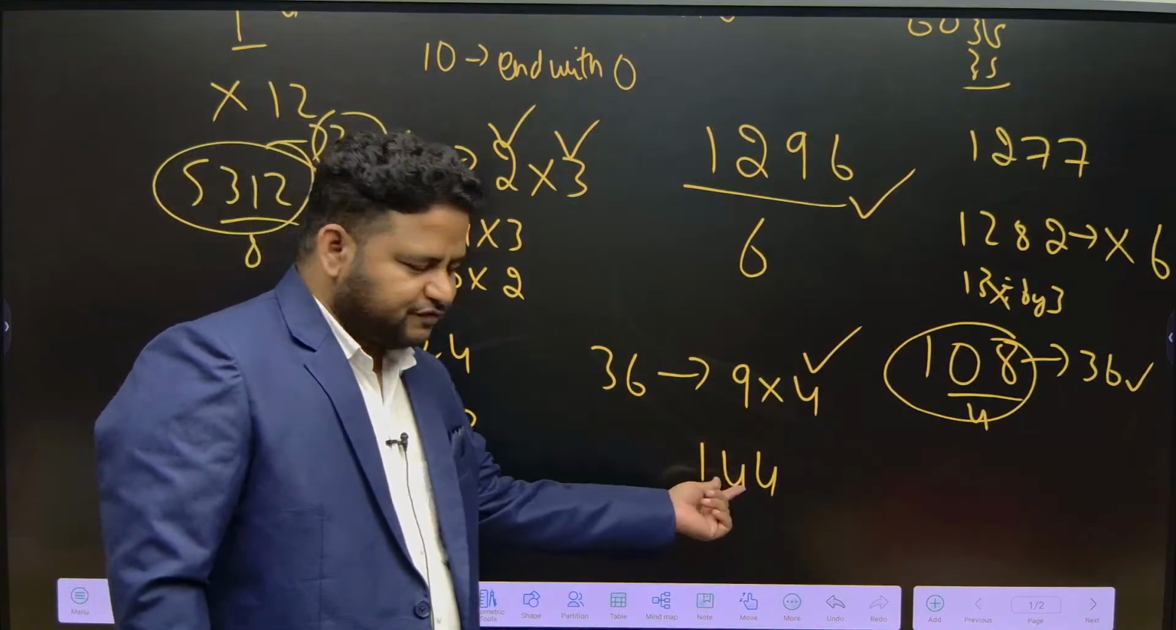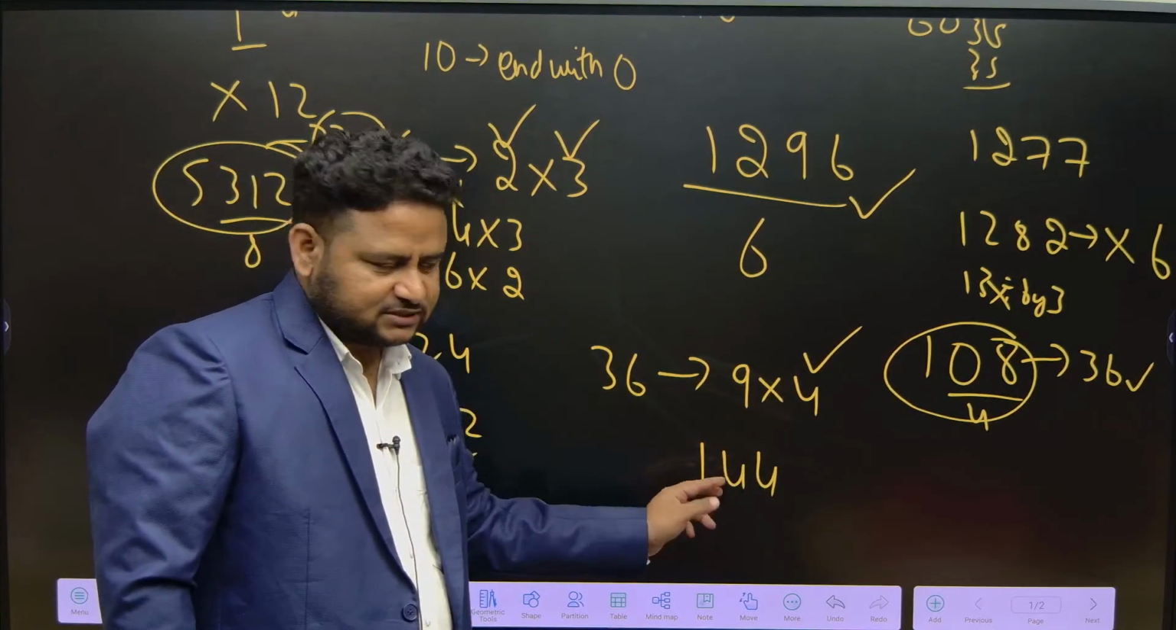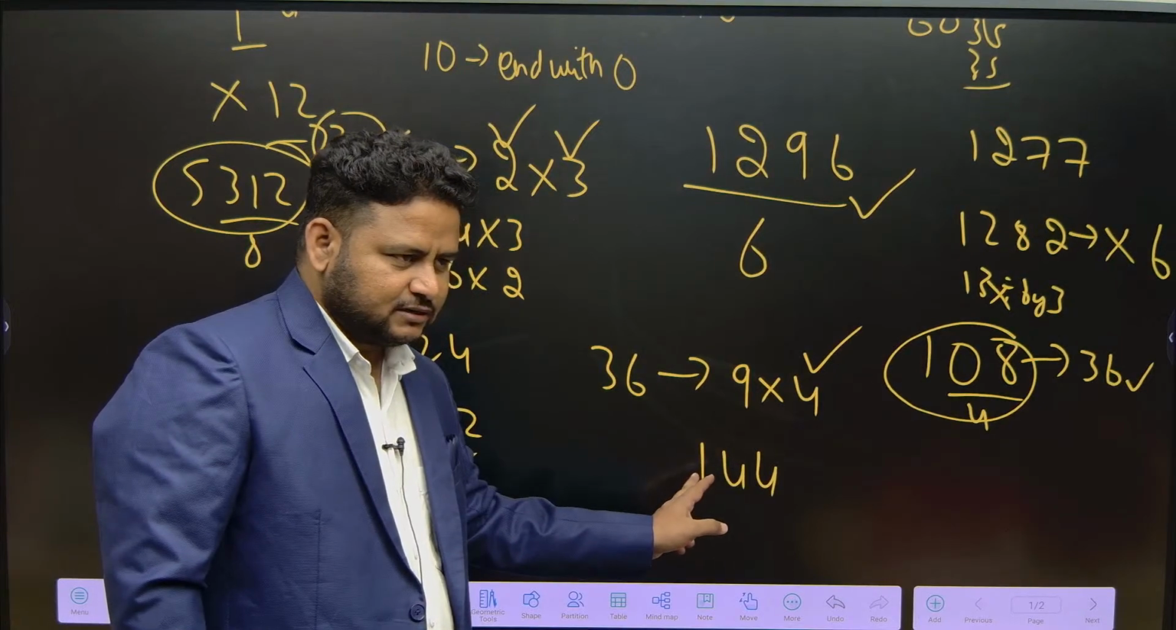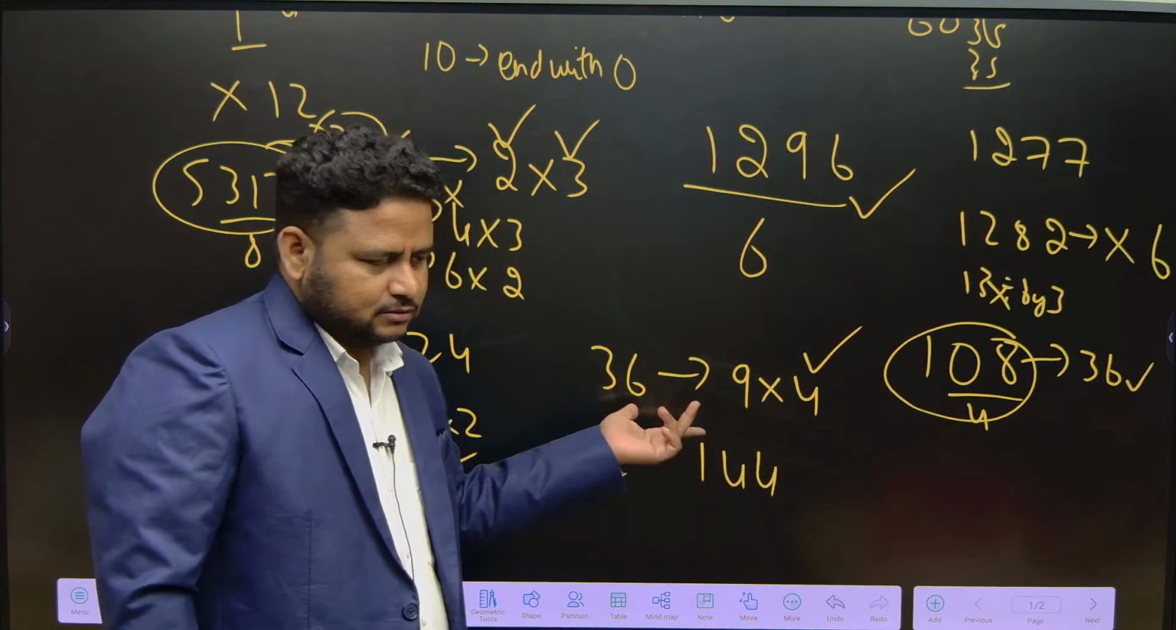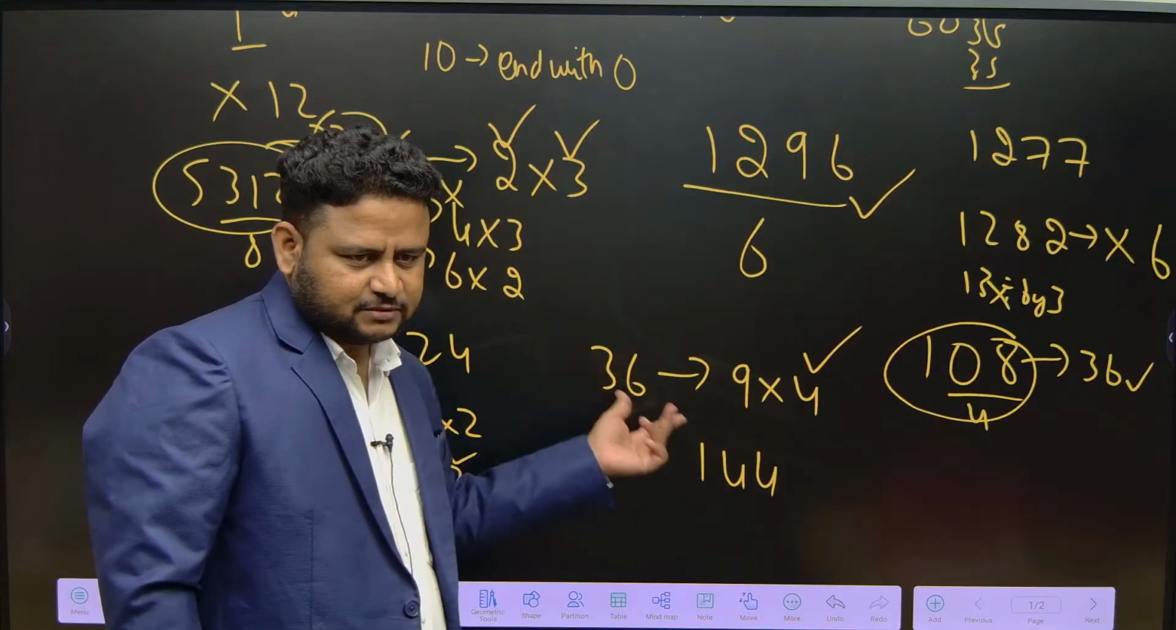144: 44 is divisible by 4 because 4 11s are 44. 4 plus 4 is 8, 8 plus 1 is 9. 9 is divisible by 9 itself. So it is divisible by 36.